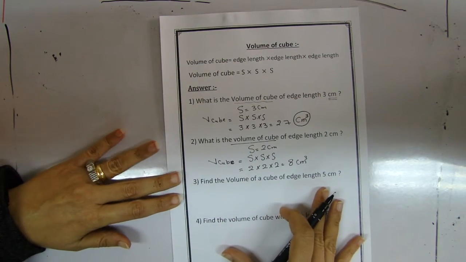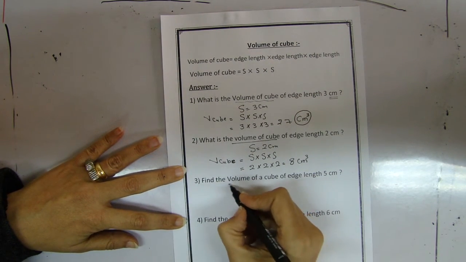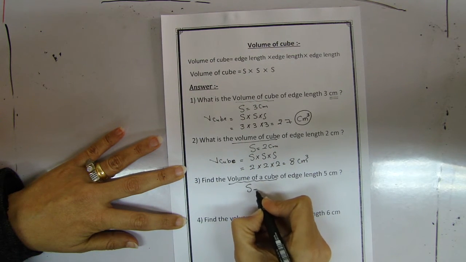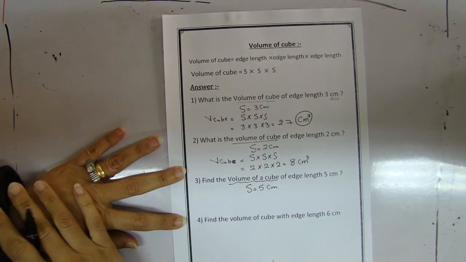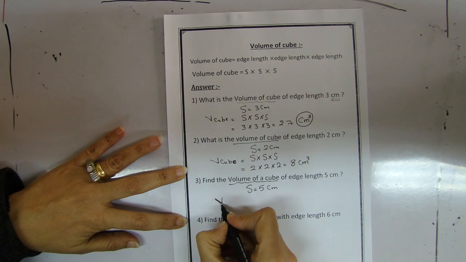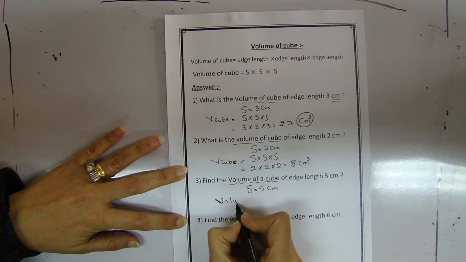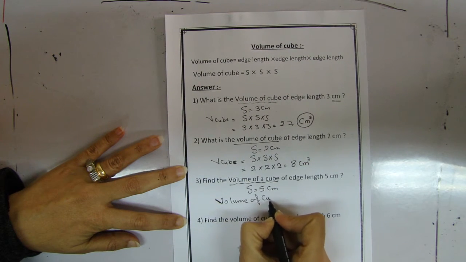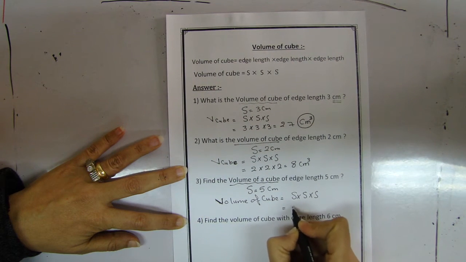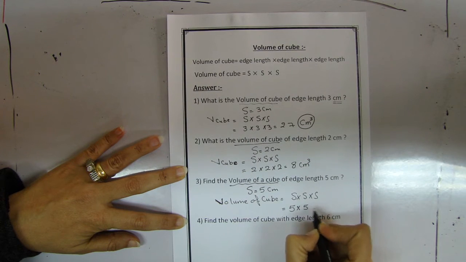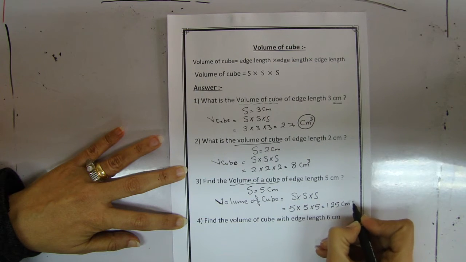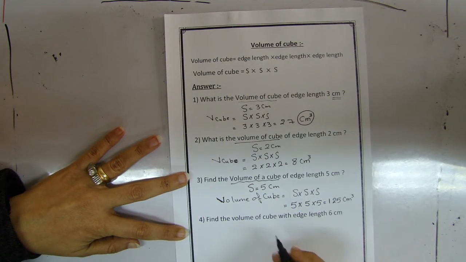Okay. Number 3, find the volume of cube of edge length 5 centimeter. Then side equal 5 centimeter. We want volume of cube. Then volume of cube equals side times side times side equals 5 times 5 times 5 equal 125 cubic centimeter. Number 4.